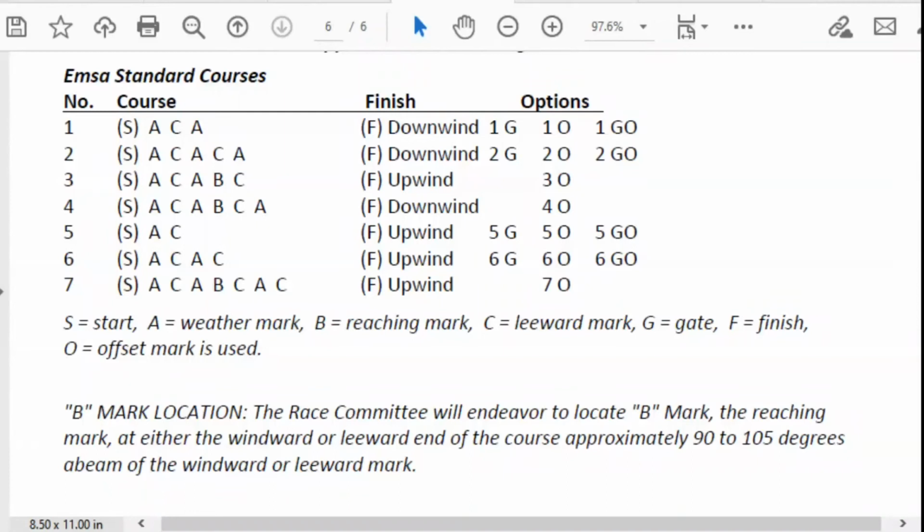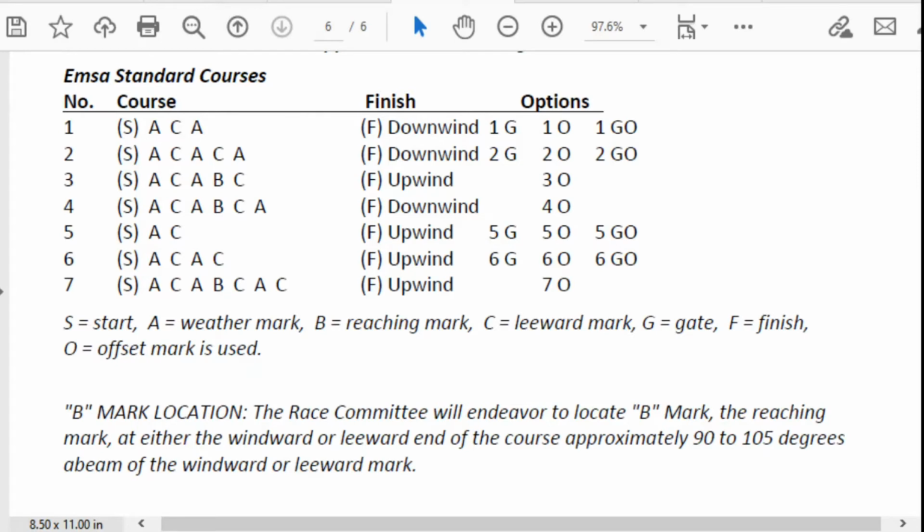But however you signal the course, you just have to be clear about it. And if you think that Lake Townsend or CSC signaling is difficult to understand, here's how EMSA signals courses, the Eastern Multi-Hull Sailing Association.